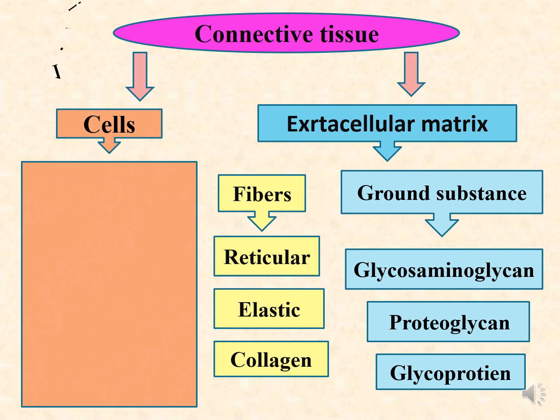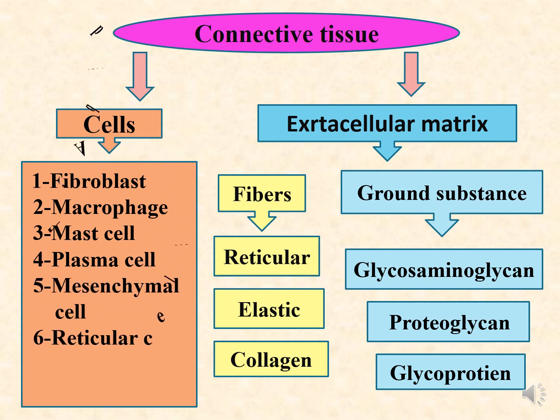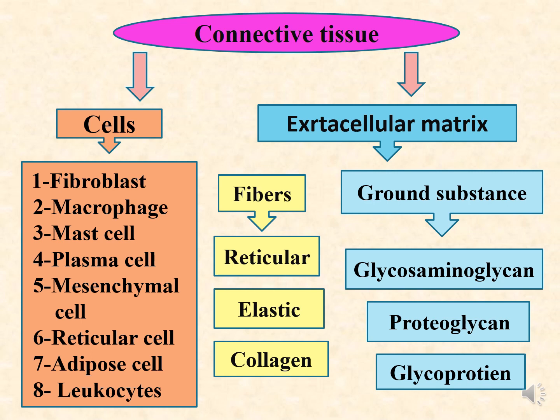Also, the cells. There are different types of cells that are found in different types of connective tissue. These are fibroblast, macrophage, mast cell, plasma cell, mesenchymal cell, reticular cell, adipose cell, and leukocytes. The variation in proportion of these components forms the basis of classification of connective tissue. So the difference in the types of ground substance, the types of fibers found in the connective tissue, and the difference in the types of cells is what the classification of connective tissue types depends on.